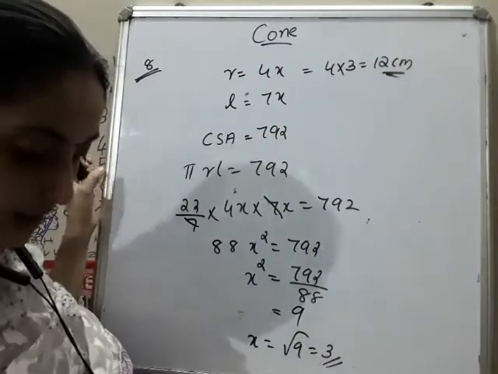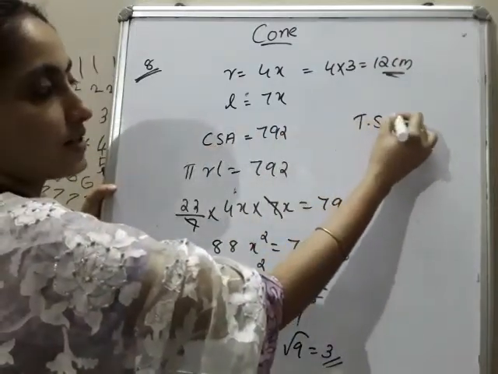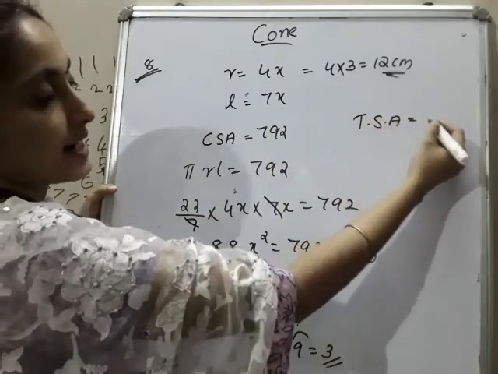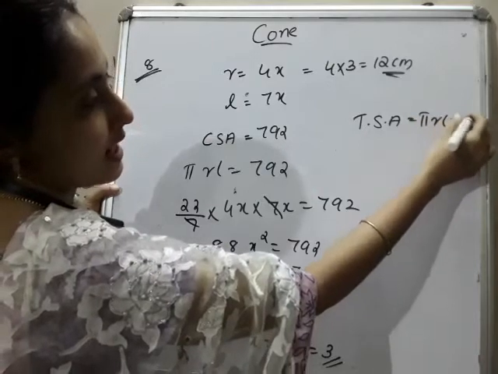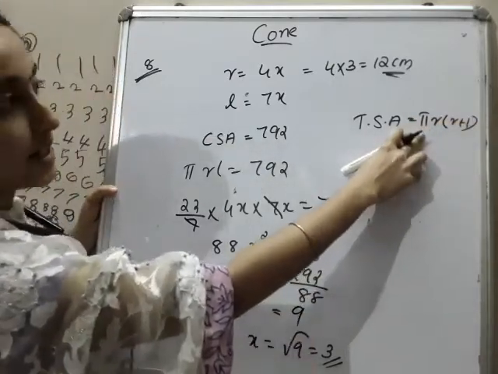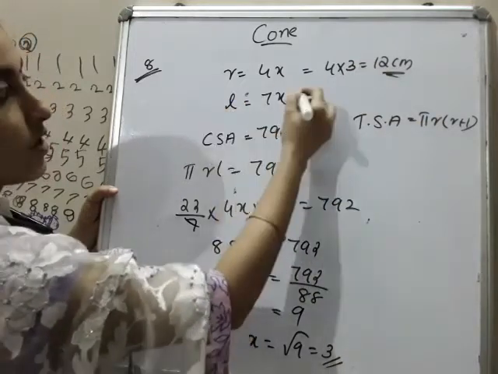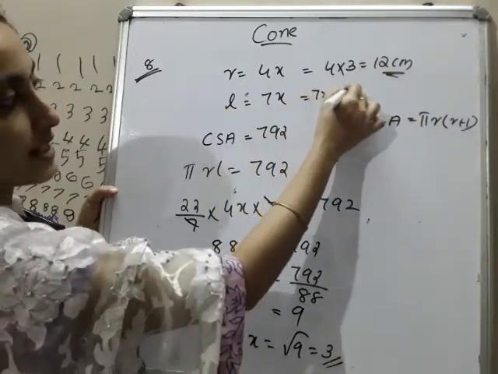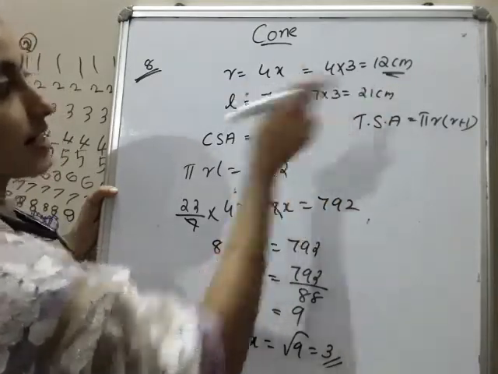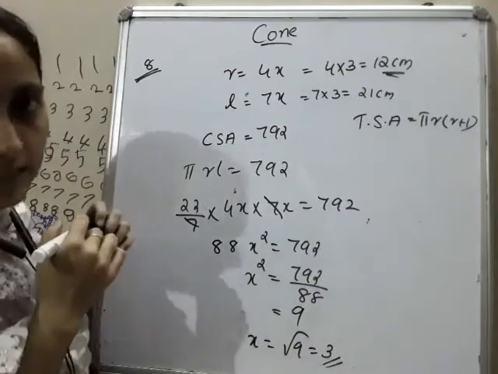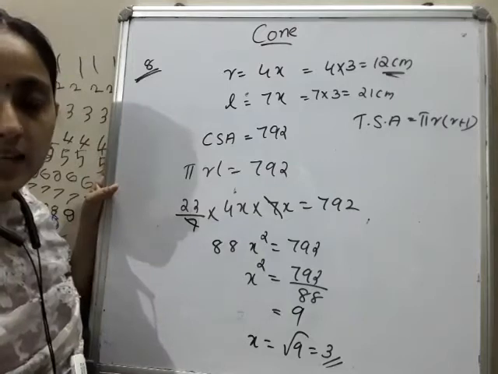Then you have to find the total surface area. That is an easy question, is it? Please find it out by yourself. TSA is equal to, what is the formula? TSA of the cone, yes, pi r into r plus L. Pi you already know, 22 by 7. Radius is 12, and 12 plus L, which you have to find, that is 7 into 3, equal to 21 centimeter. So L is equal to 21, r is equal to 12. So you have to find TSA by just substituting the values. Okay, you will get the answer as given in the answer key.